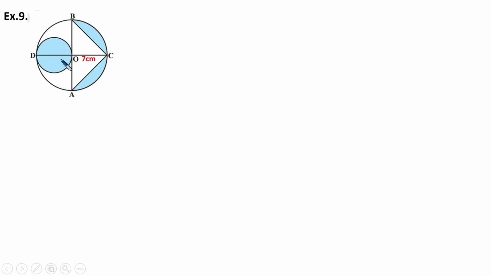Exercise 9, what is the area of this shaded region? Again, it is very easy to find. This is 7 centimeter. So if the diameter is 7, this radius will be 3.5. So pi r square for this shaded region. Then of course you know this is 90, so you can know the area of this segment. You add this segment, this segment, this segment. This is the total area of the shaded region.